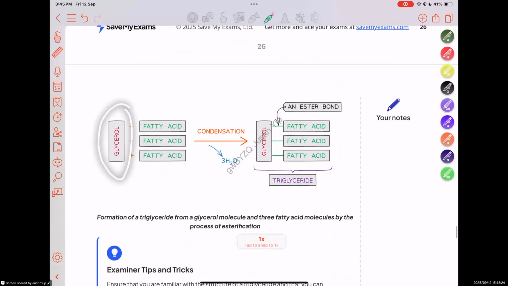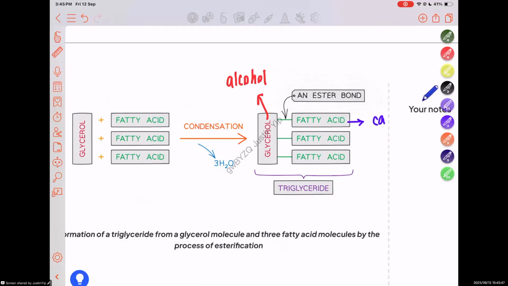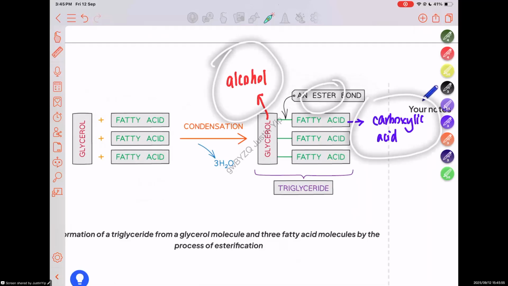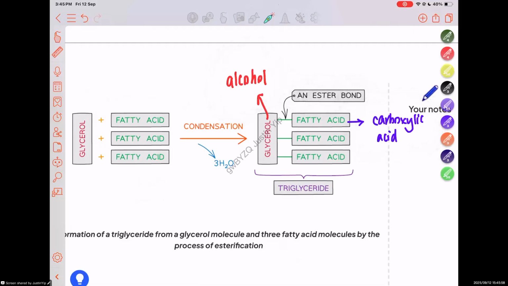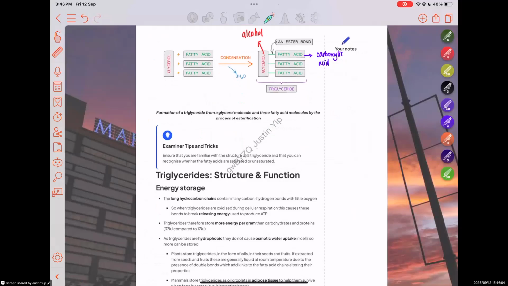So you see, glycerol and three fatty acids, you do condensation, you form triglyceride. And between them, we call it an ester bond. Why? Chemistry: glycerol is actually a type of alcohol, and fatty acid is a type of carboxylic acid. So when these two combine together, you form something called ester. So this is the triglycerides part.